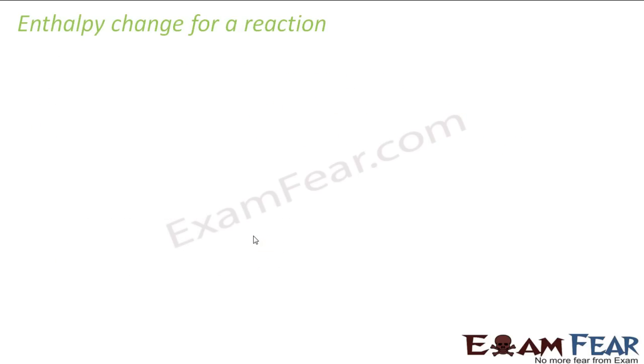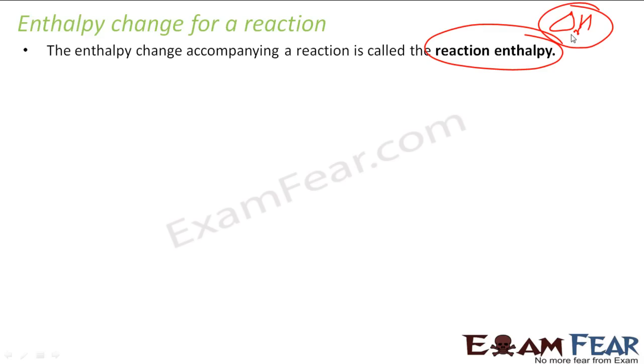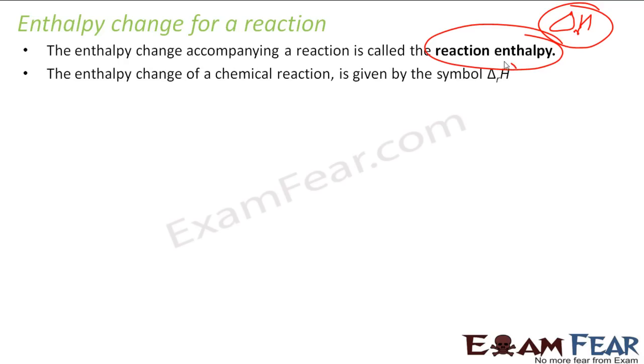So let's start with enthalpy of reaction. The enthalpy change in a reaction is called reaction enthalpy. So if you have a reaction that has an enthalpy change, you call it enthalpy of reaction. I think we have introduced this term. It's denoted by delta H with the R symbol. R stands for reaction.